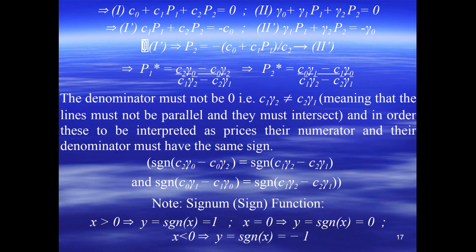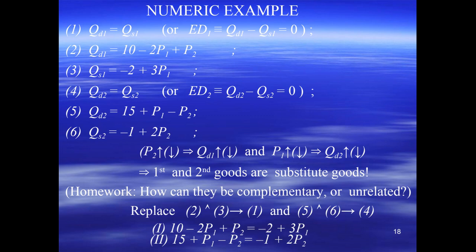So then, let's see a numeric example. In the numeric example, we will have numeric coefficients, and we can solve the problem numerically. Which means finding the equilibrium prices and equilibrium quantities, P1 star, P2 star, and Q1 star, Q2 star. We'll find them. All right.